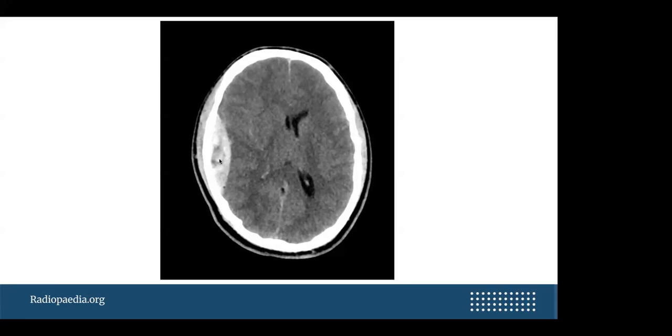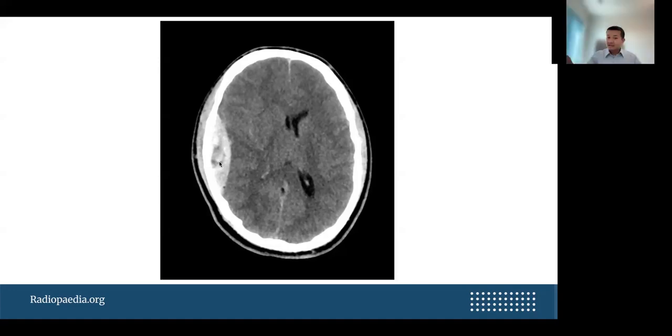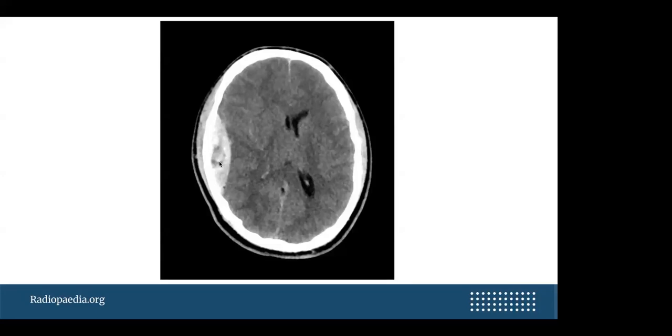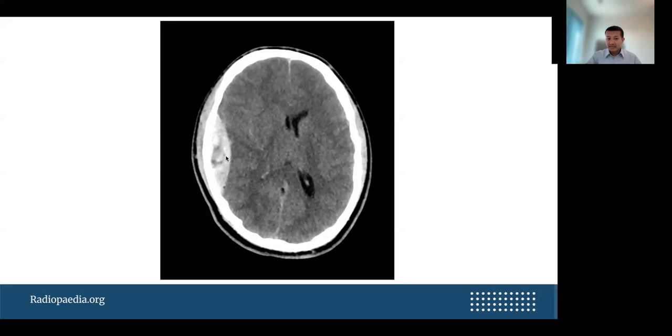Swirl sign. What is swirl sign? It represents ongoing bleeding. Well, it tells you there might be ongoing bleeding. How would you describe what you see? Heterogeneous foci within the hematoma.